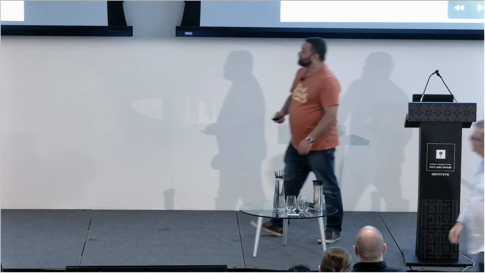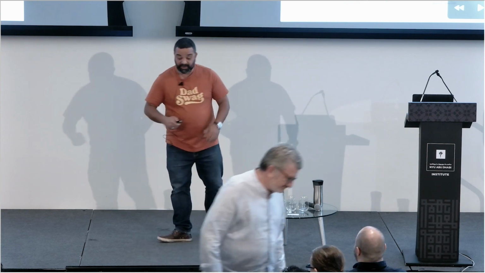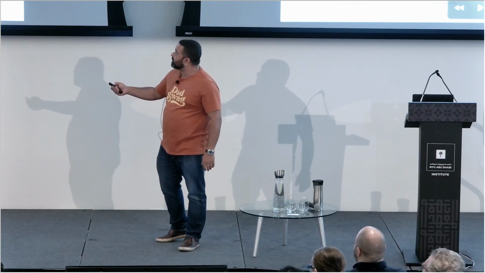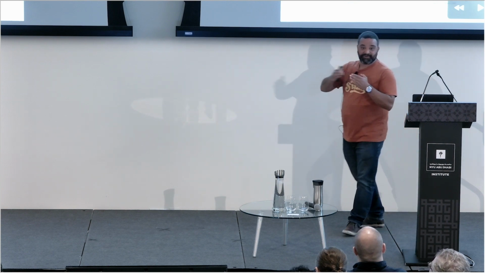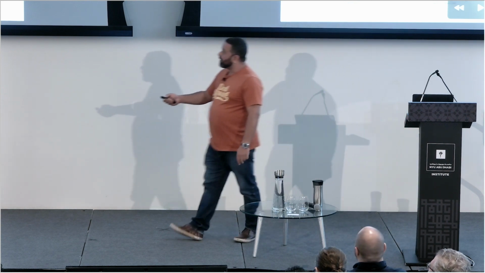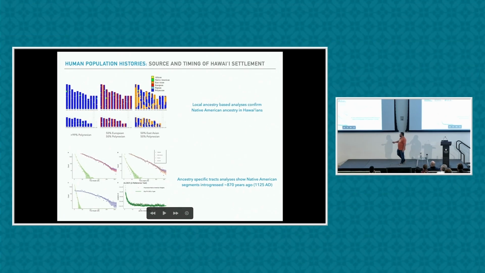Sure. So what we can do now is look at these track lengths, the ones that are shorter, and look at the distribution of longer and shorter track lengths, and we can model when these different ancestries introgressed. So here what Mark did was model Native American, East Asian, and Polynesian tracks. And with this tracks analysis, what he finds is that on a Polynesian background, the European and East Asian components merged very recently, whereas the Native American component introgressed a while ago.